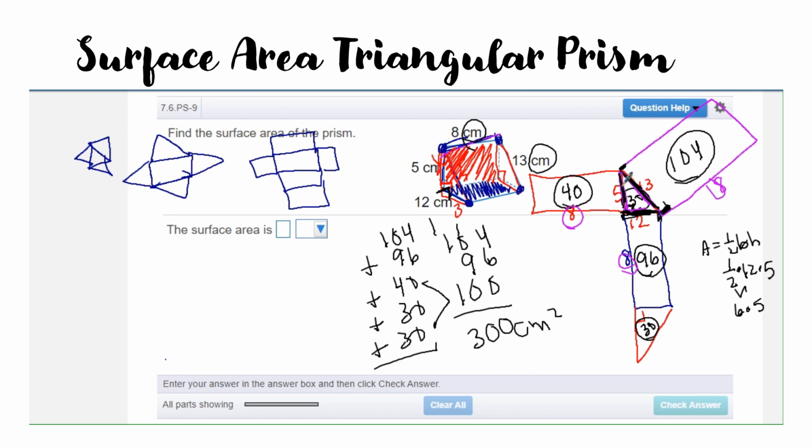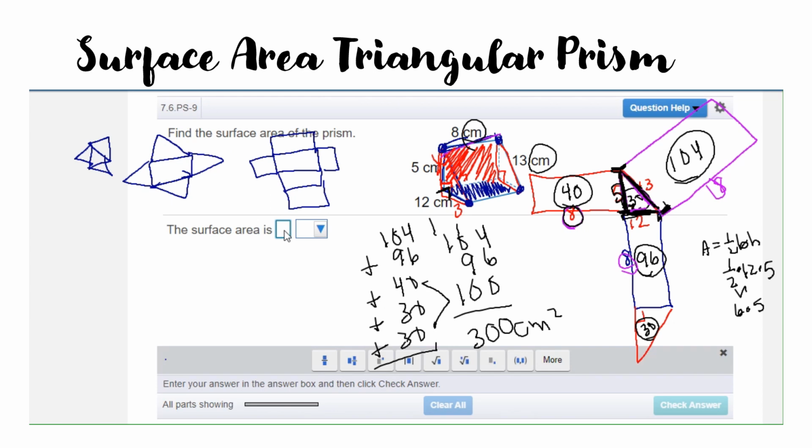And since this edge of the triangular base is 5, it has to connect perfectly with this lateral face. So the base of the lateral face is going to be 5, and it needs to be multiplied by the height 8. So keep that in mind, that every lateral face must connect with the base.